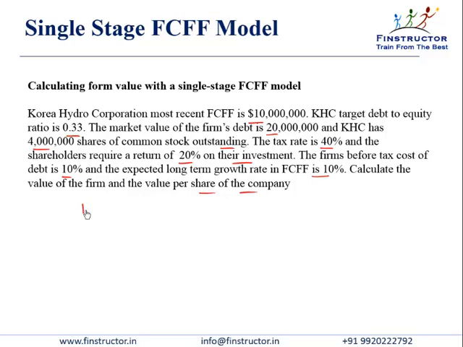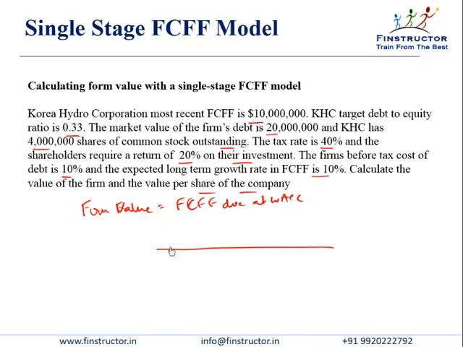Remember, firm value will always be the free cash flow to firm discounted back at the weighted average cost of capital. Equity value will be free cash flow to equity discounted back at the cost of equity, or we can calculate it from the firm value by subtracting the value of debt.